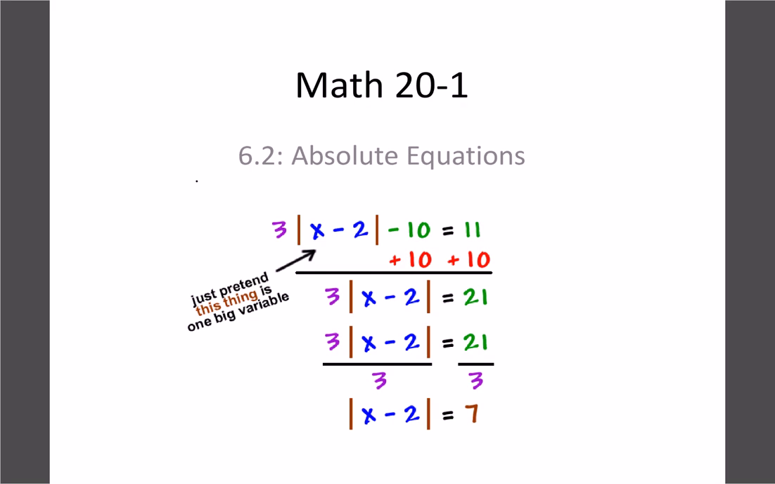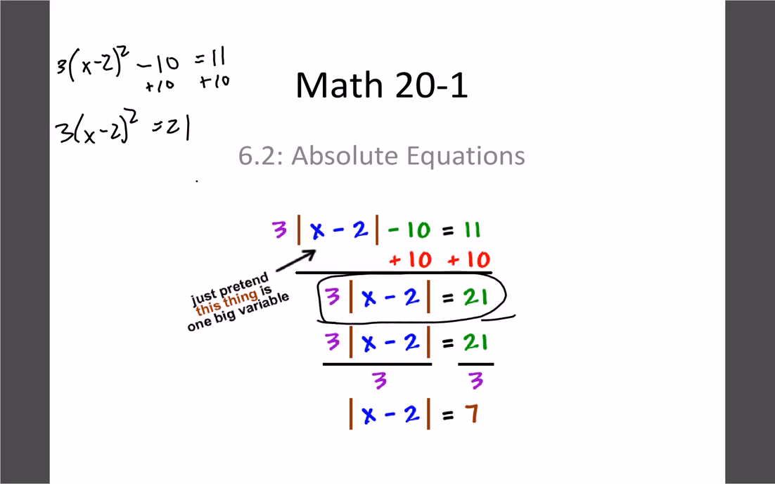x minus 2. If you think back to when we solved quadratic equations, if I gave you something like 3 times x minus 2 squared minus 10 equals 11, we basically did the same thing. We would add the 10 to both sides. That gave us 3 times x minus 2 squared equals 21. You can see that step looks pretty much the same. Then we divided by 3. That gave us 7. So once again, that's the same answer.